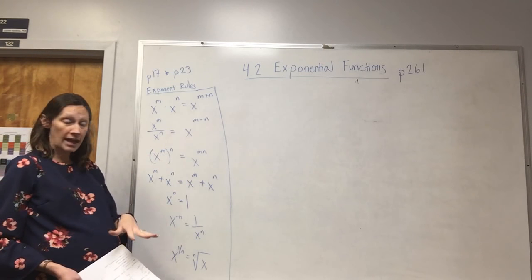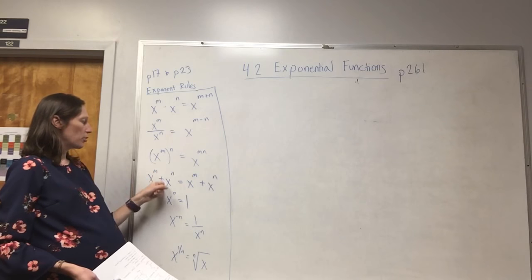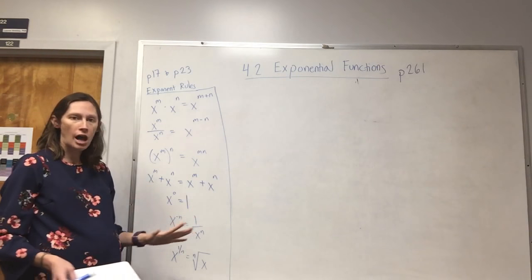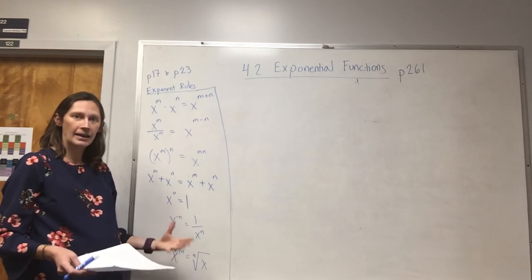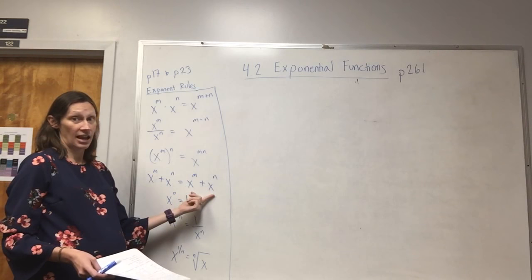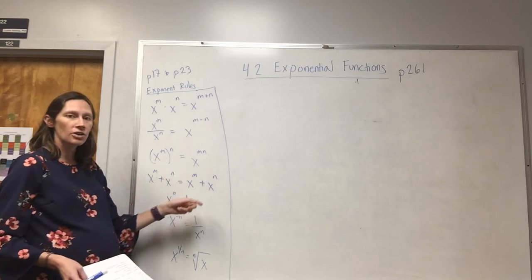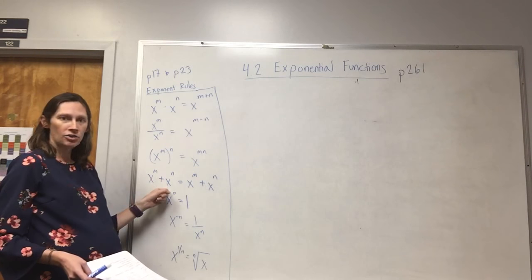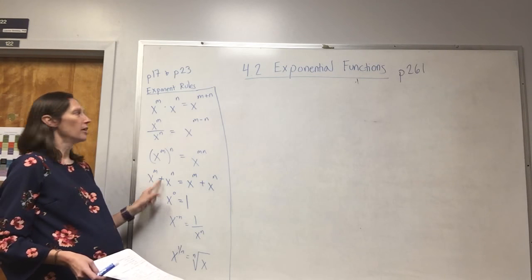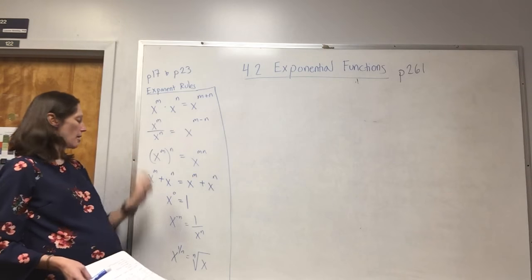So the reason for that is, if I have x squared plus x cubed, those are not like terms. I cannot combine them. It does not get any simpler. So this one's not really a rule, but it's just a reminder that if they're not like terms, I cannot combine them with addition. With multiplication, I could.